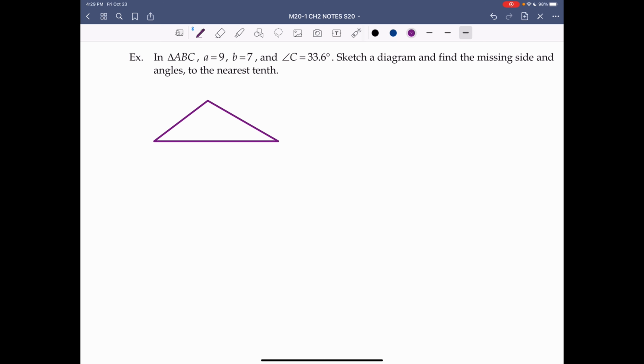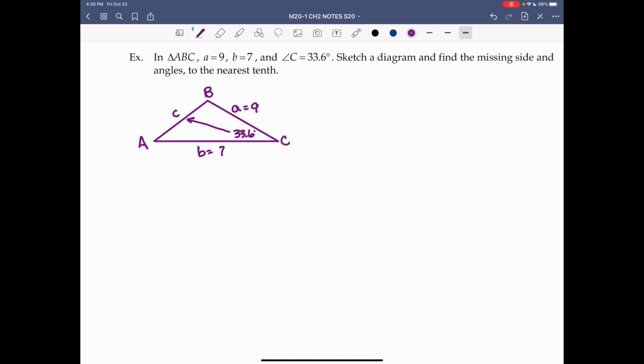This triangle is ABC, so pick an angle to start at, call it A, then B, then C. Side A would be here, it equals 9. Side B would be down here, it equals 7. So definitely my triangle's not to scale because side B looks bigger than side A. Angle C is 33.6 degrees, and we want to find the missing side and the angles. So we're solving this triangle. That's what it means to solve a triangle.